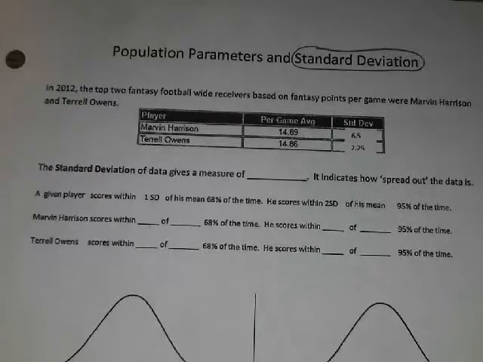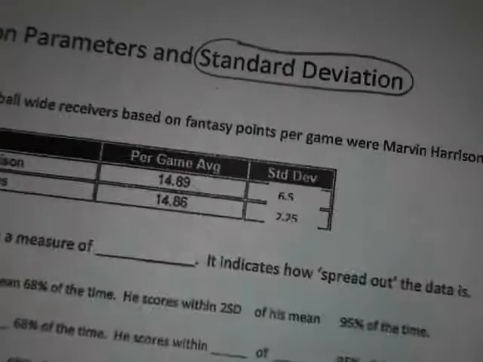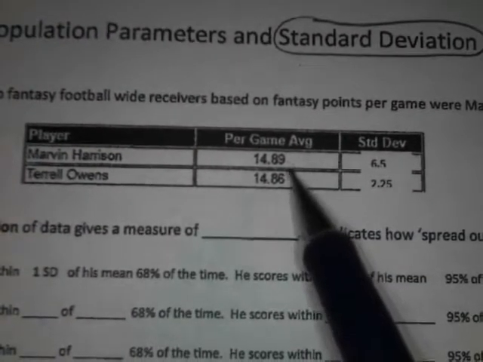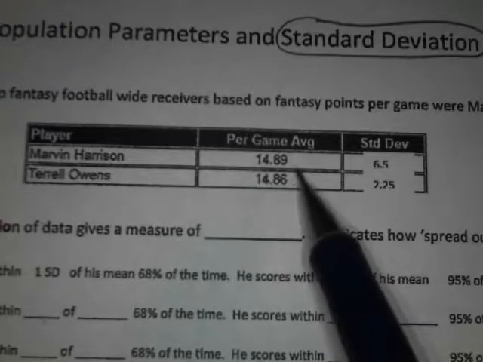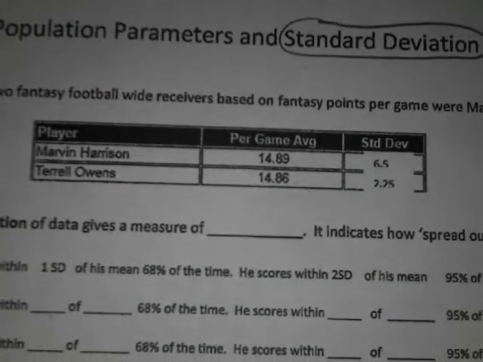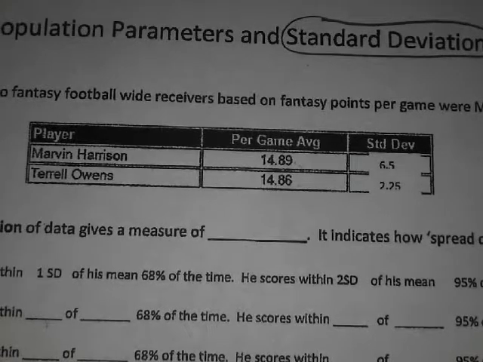Whether or not you know about fantasy football, you could just say it's their average number of points per game in an actual game. So which player looks better to you based on their per game average? Marvin Harrison or Terrell Owens? Who looks better? Marvin Harrison, really, because his per game average is slightly higher, but not by a ton. So you might say that Marvin Harrison is slightly better, okay?